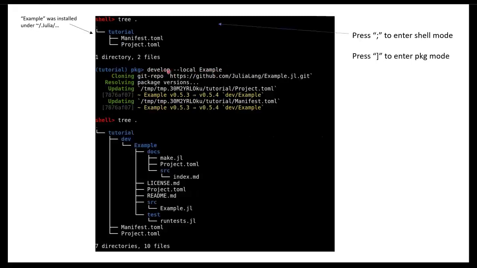This will basically make a Git clone of the entire repository onto the local folder. So when you run the command, you will see a bunch of messages. It's cloning from github.com, the original repository of this package example, and it's updating several things in my local project and manifest files. Because you are making modifications, it's automatically incrementing the package version by 1. So initially the package was 5.3, now it's 5.4.